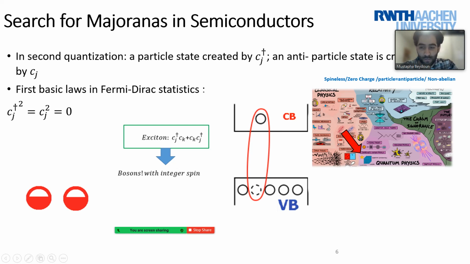Now we are looking for something like the balls here, the two red balls here. So we are looking for something like half a particle in white and half a hole in red. We're looking for such a thing because an exciton is actually two distinct particles, an electron and a hole. But a Majorana fermion is actually half a particle, half a hole.